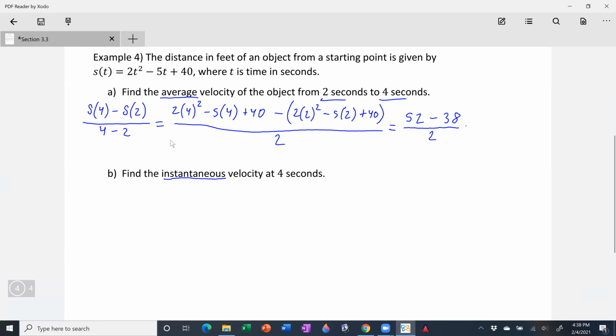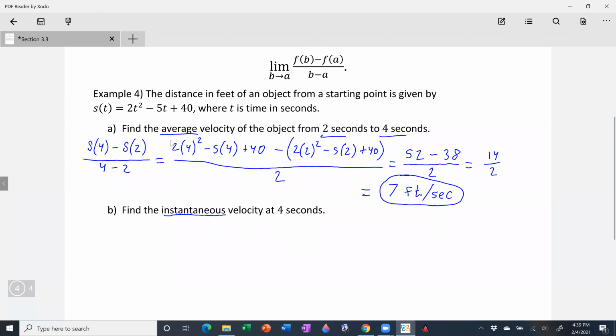Okay, so it looks like this is going to be a positive number answer. 52 minus 38. So we get 14 over 2. And so this is 7. And remember, we said the units are feet per second. Okay, average velocity over that interval.